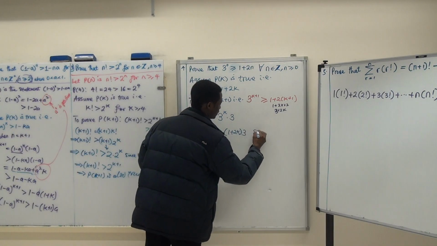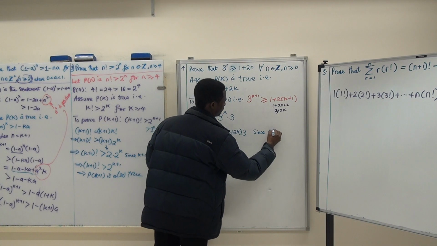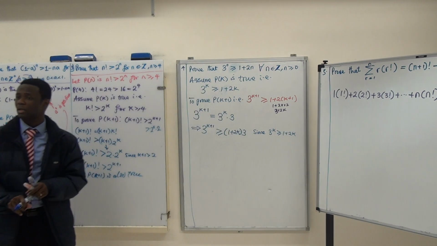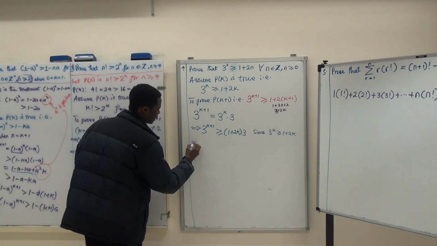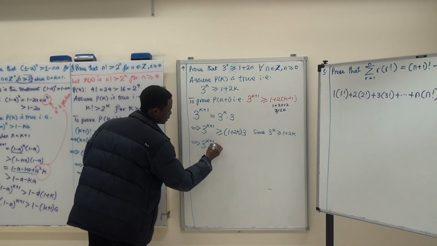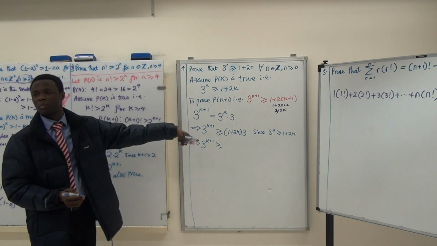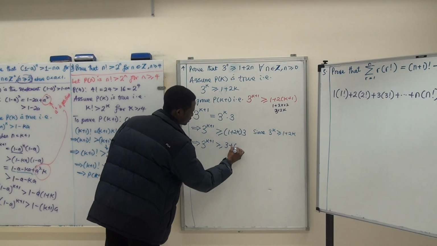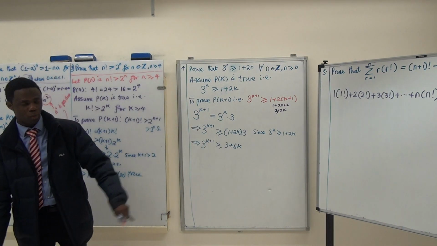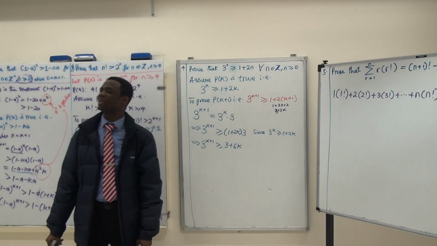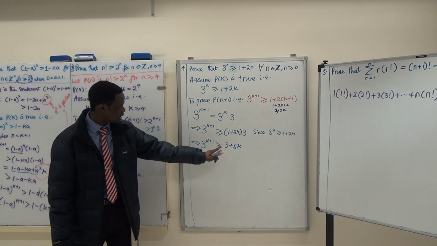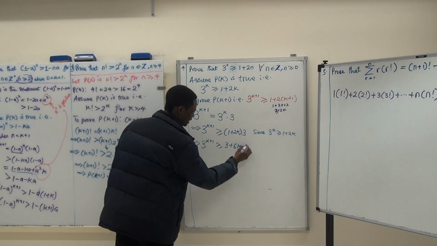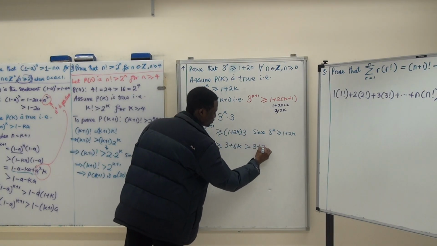So I can say since 3 to the power k is greater than or equal to 1 plus 2k. So we just brought that in. Okay? So this means that 3 to the power k plus 1 is greater than or equal to, I'm just repeating it, but in the simplified form, 3 plus 6k. Yes? But we only need 3 plus 2k. Of course, 3 plus 6k will be greater than 3 plus 2k. So this is greater than 3 plus 2k.